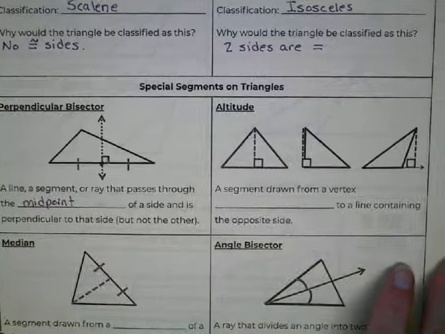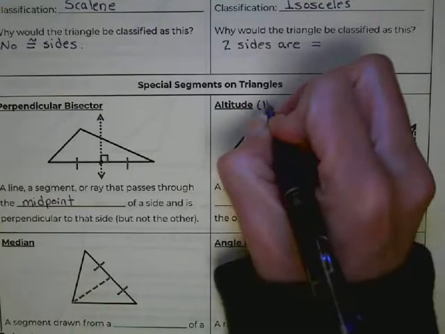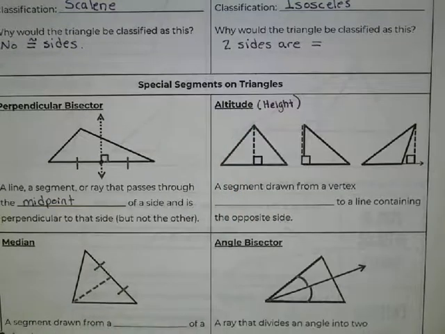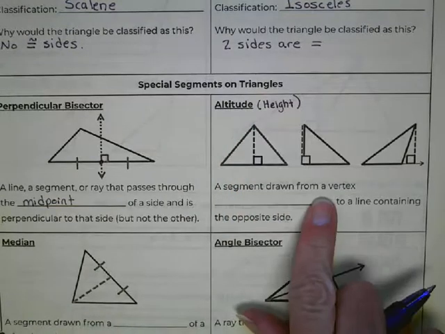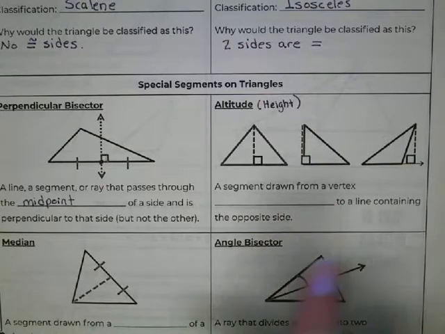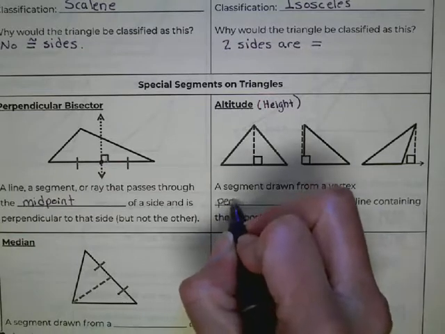Okay, the next one's called an altitude. We also refer to altitude as a height of something, like height of a triangle, a height of a shape. It's a segment drawn from a vertex perpendicular to the line containing the opposite side. So perpendicular.